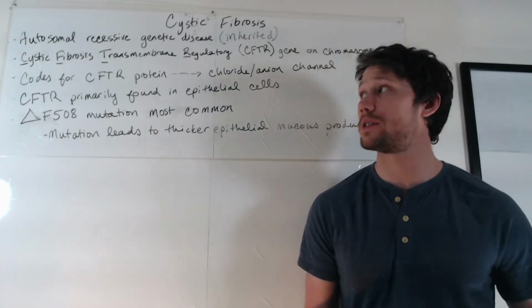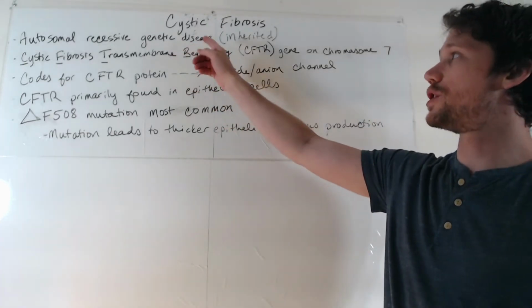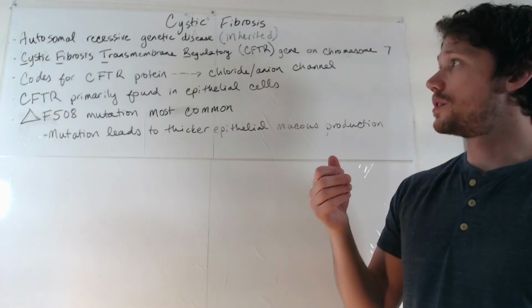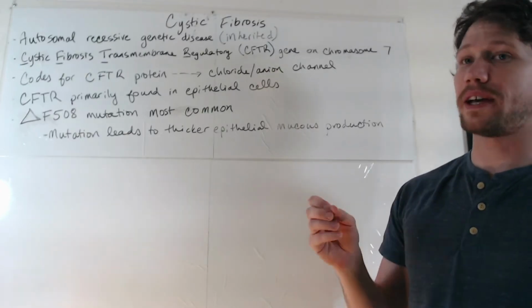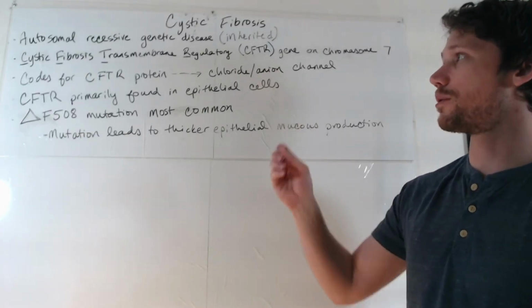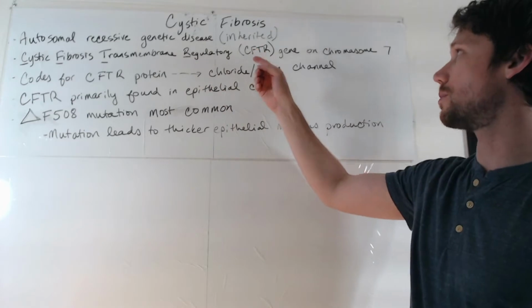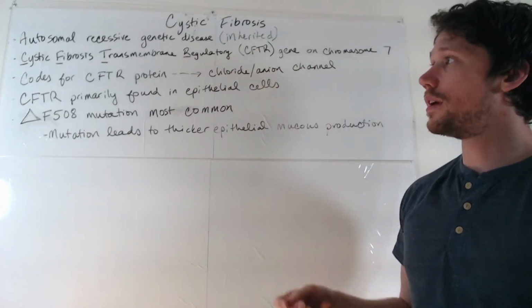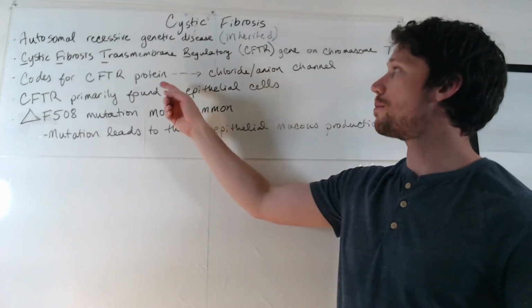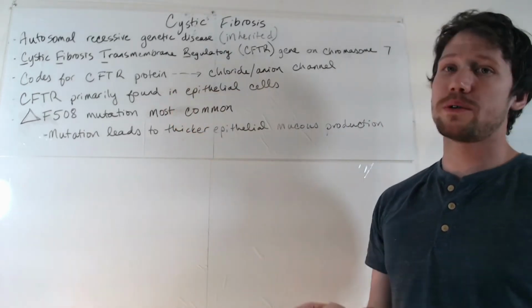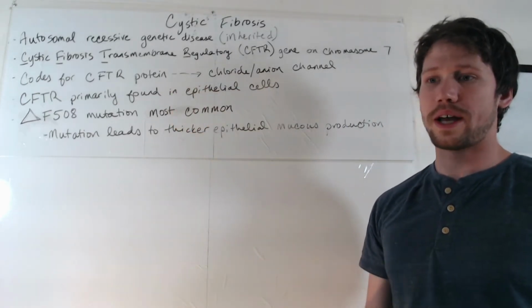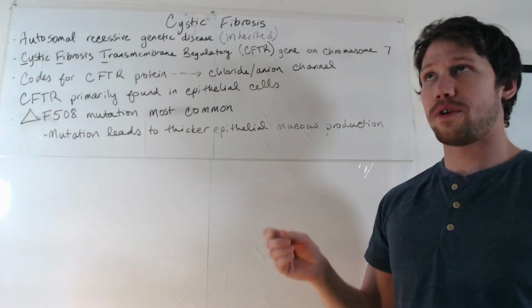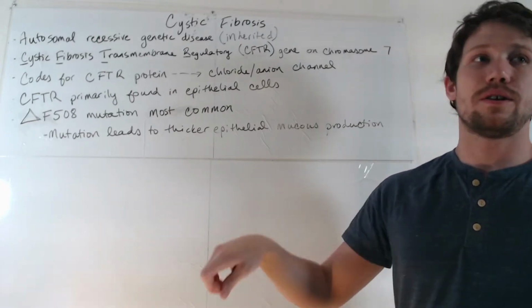So cystic fibrosis is an autosomal recessive genetic disease that is inherited. Cystic fibrosis specifically affects the CFTR gene, or the cystic fibrosis transmembrane regulatory gene. That gene is located on chromosome 7. It codes for the CFTR protein, which is primarily responsible for chloride passage from inside the cell to outside the cell.